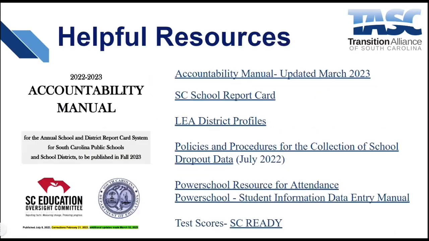So our team has collected some valuable resources that we think will be helpful to you in this work. In addition to the previously and often mentioned National Dropout Prevention Center resources, which are invaluable, there are a number of data resources provided by the South Carolina Department of Education that will help you in identifying your data. The accountability manual was released recently, updated in March 2023. The South Carolina School Report Card link is important. The LEA district profiles for those indicator data and district progress towards meeting those goals or targets. Policies and procedures for the collection of school dropout data, and PowerSchool resources.